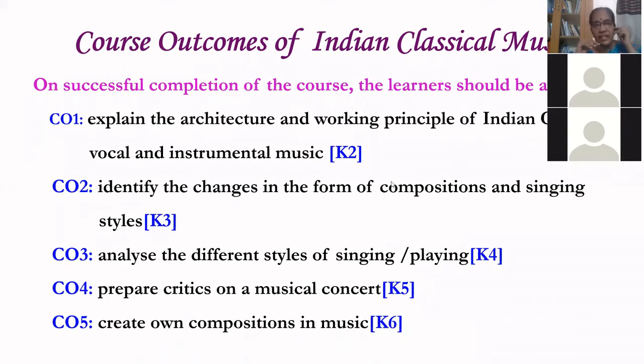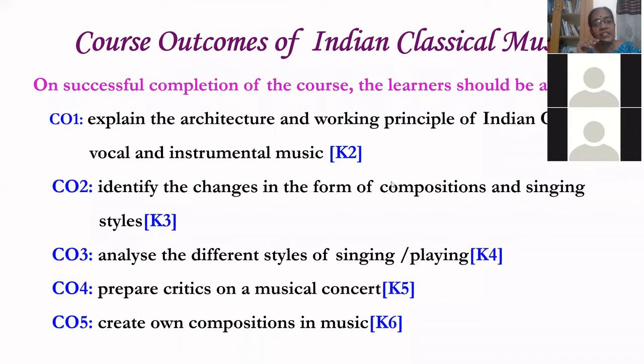Then I will give you a sample of course outcomes. To be first familiar with the course outcomes, I'll first take the topic as Indian classical music, that can be understood by everybody. On successful completion of the course, the learner should be able to: CO1, explain the architecture and working principle of Indian vocal and instrumental music, that is in the K2 level.